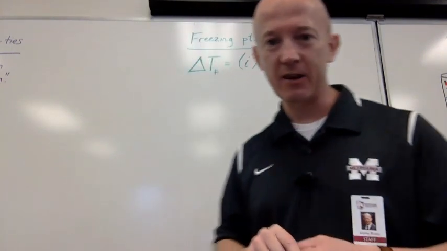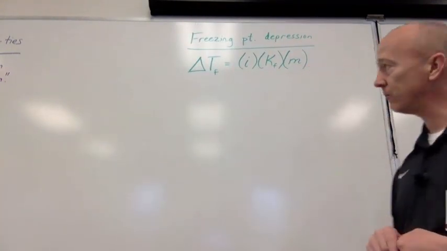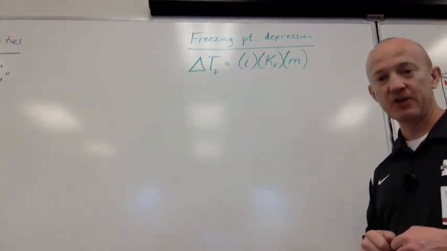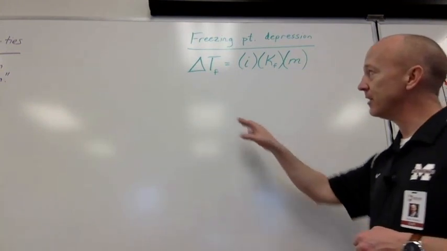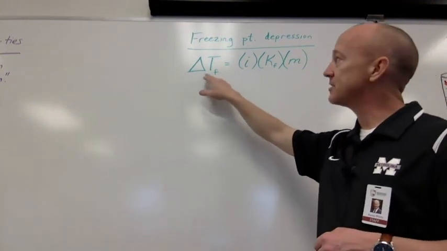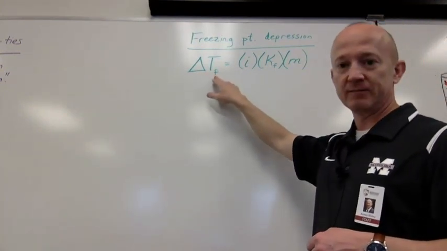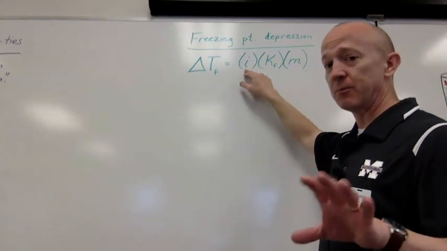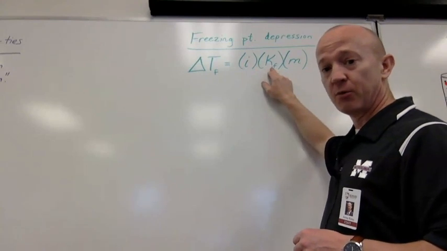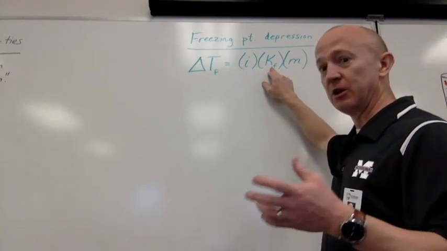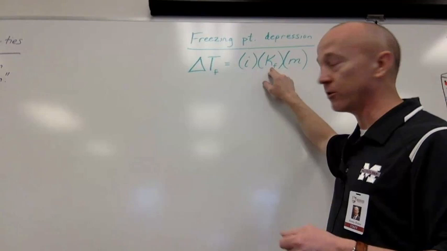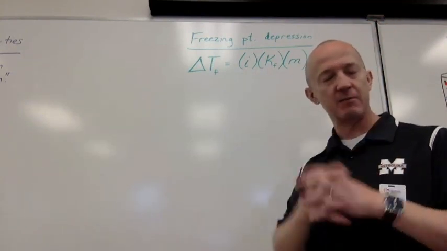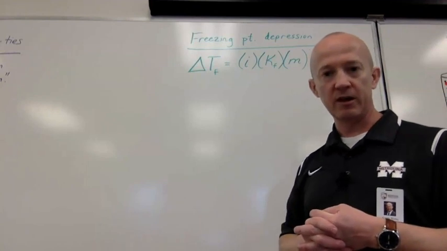Now, we have a formula for this as well. It looks just like the boiling point elevation equation, doesn't it? Except just the different subscripts. This is the change in temperature of freezing. This is, of course, the Van't Hoff factor. Again, same principle. This is the freezing point depression constant. It's something you'd have to be given or it'd be on a table for you. And yes, finally, molality. Again, the same as we've used with the boiling point elevation.